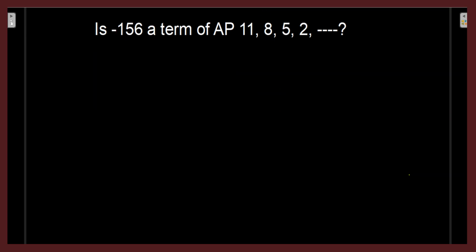The question is: is minus 156 a term of the AP 11, 8, 5, 2 and so on? So whether minus 156 is a term of this given AP or not, that you have to check. This is as simple as the previous question. I hope you will be able to solve this. So try it yourself, and please write your answer in the comment box, whatever be your answer, whether it is a term or whether it is not a term.